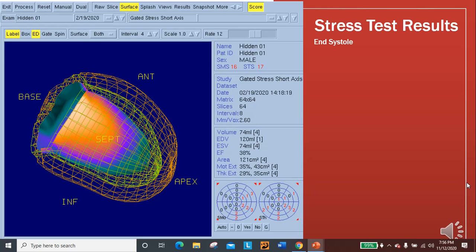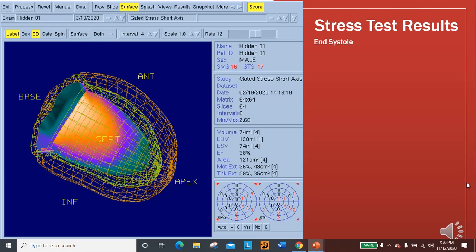So that's going to show the difference between that green line and where you're seeing the perfusion, which is going to be the difference between the systole and diastole. Those volumes are going to be used to calculate the ejection fraction.